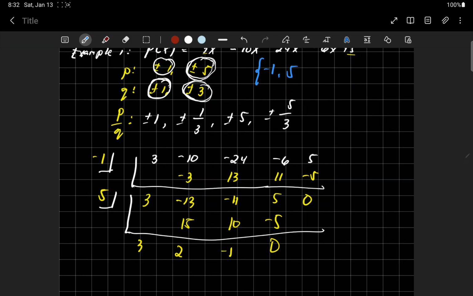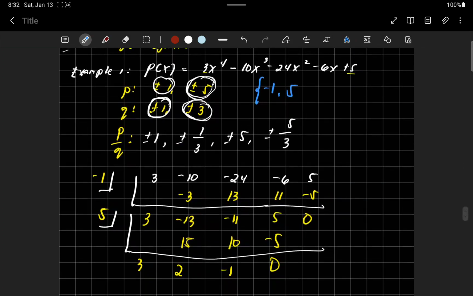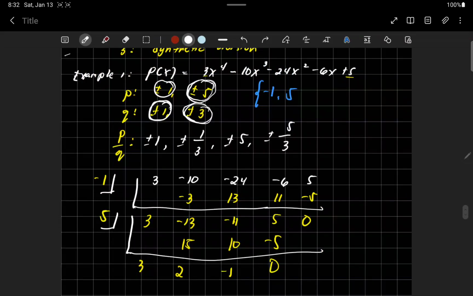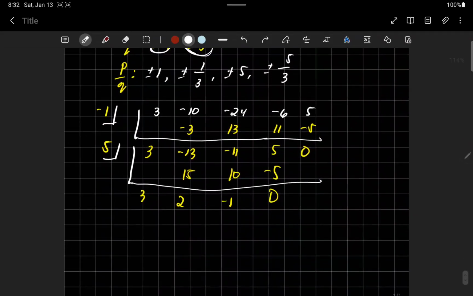Now, based on our p of x, ilan ba yung roots na hinahanap natin? Since naka-degree of 4 tayo, 4 yung pinakamataas na exponent, therefore, meron tayong 4 na roots na hinahanap. So, meron na tayong 1 and 2. So, dalawang roots na lang yung kailangan natin mahanap. Naintindihan?